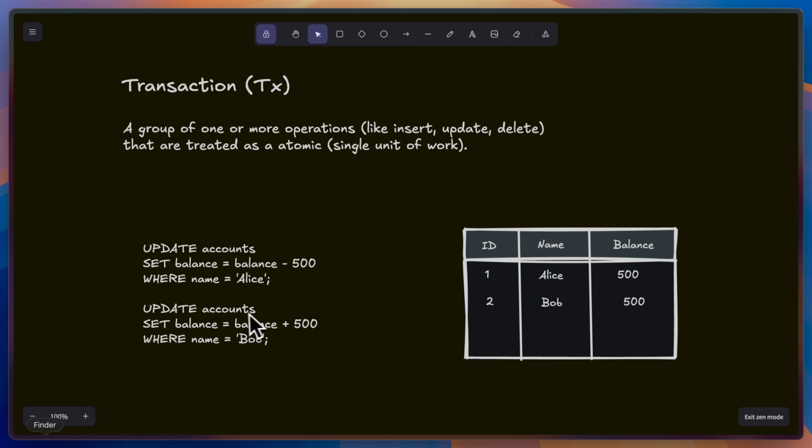But what if your database server goes down between these two steps, that is over here? In that case, Bob will never receive that 500, isn't it? So your money is lost, right? So we want to prevent such scenarios. This problem occurred because we were treating this operation as a two-step operation, first step and second step, and the database server went down in between both of these steps.